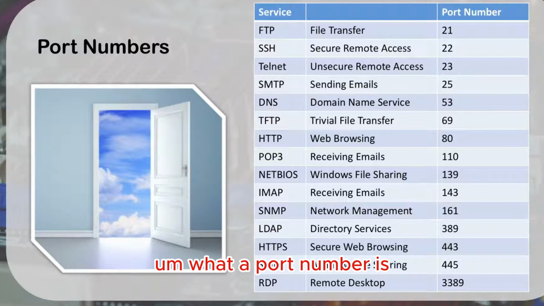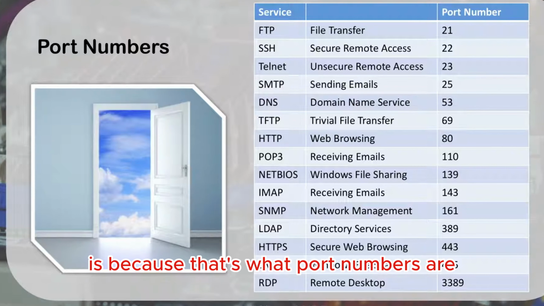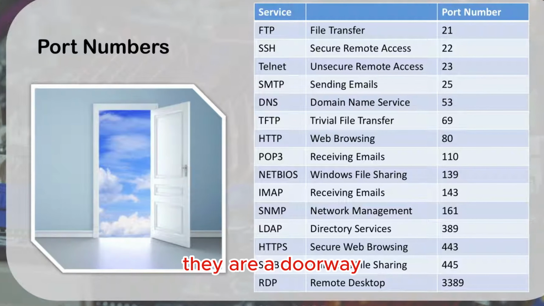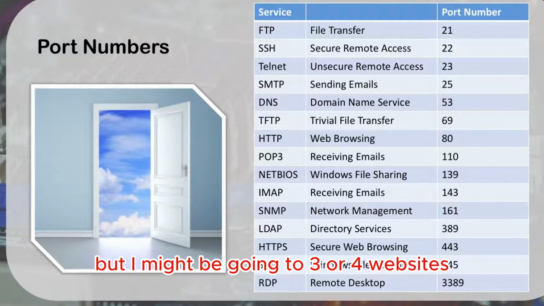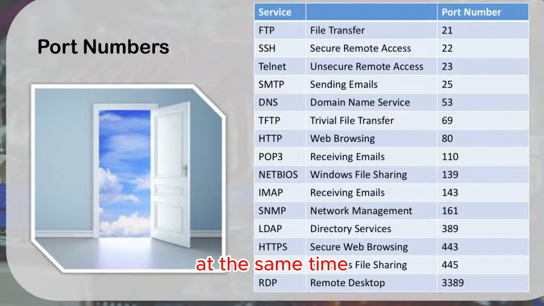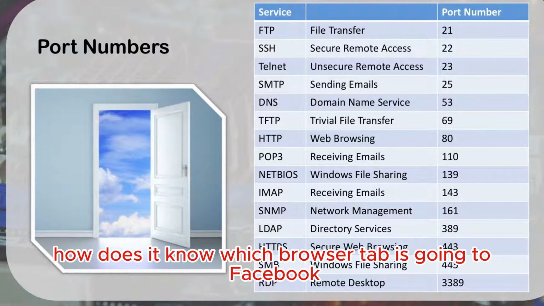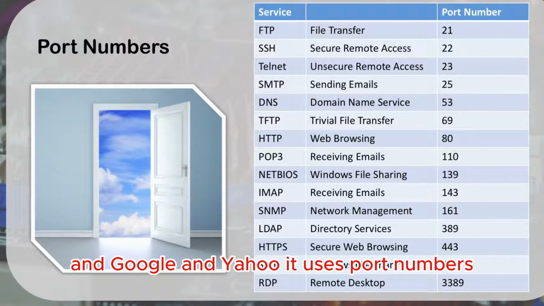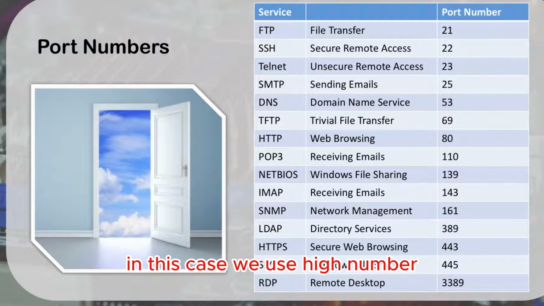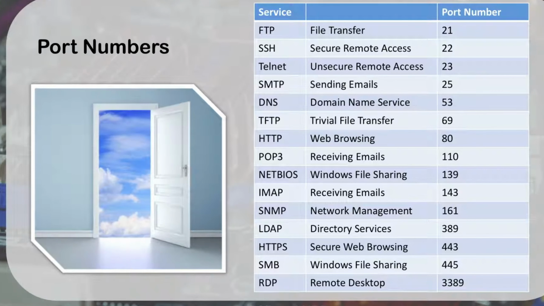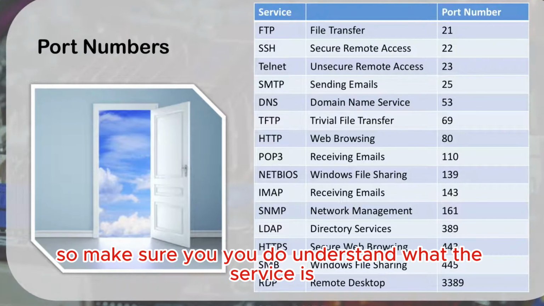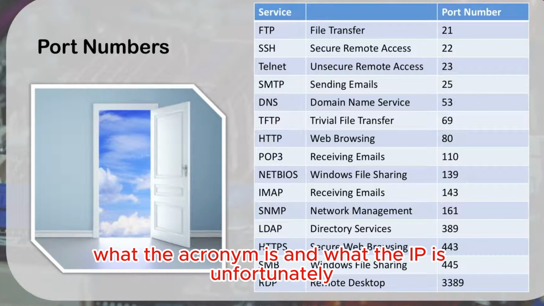The reason I have a picture of a door here is because that's what port numbers are. They are a doorway. I have one IP number for this laptop, but I might be going to 3 or 4 websites at the same time. How does it know which browser tab is going to Facebook, Google, and Yahoo? It uses port numbers. In this case, we'd use high number ephemeral ports to keep that separated. So make sure you understand what the service is, what the acronym is, and what the port number is.